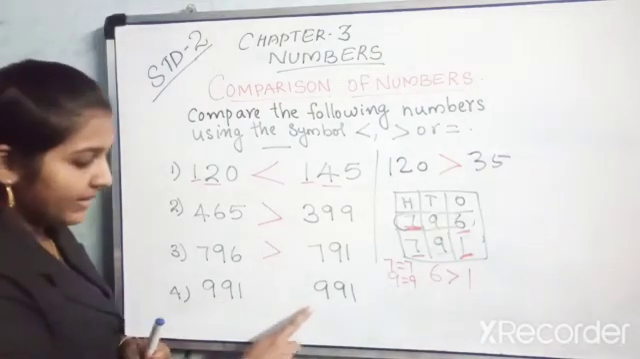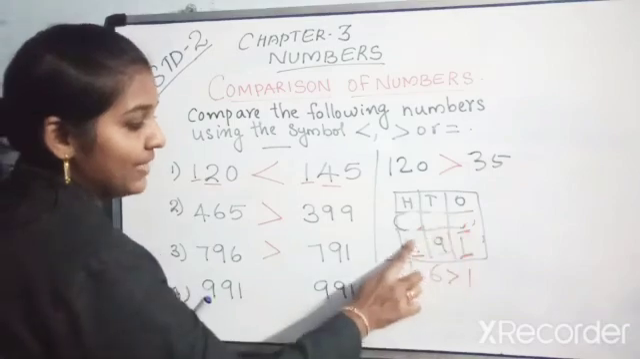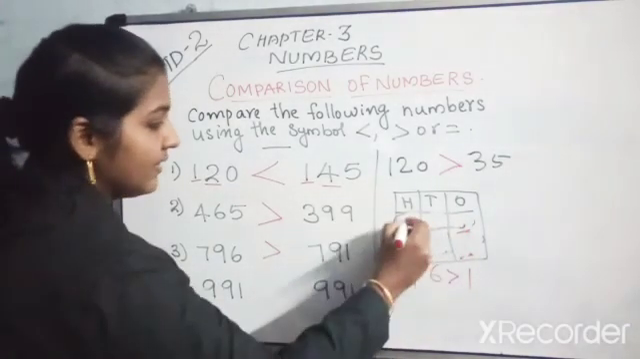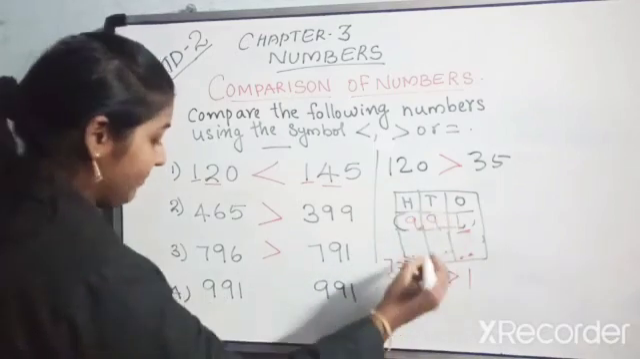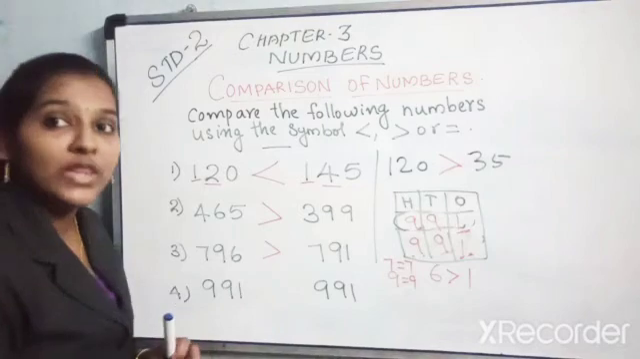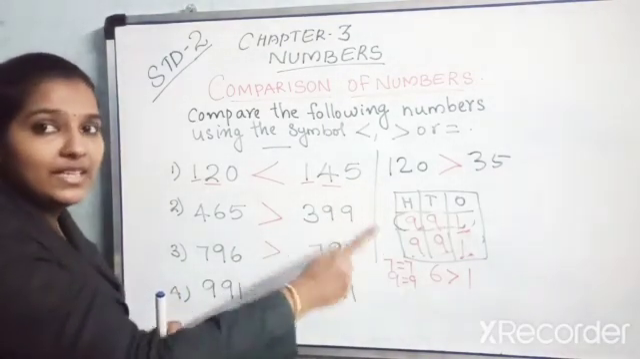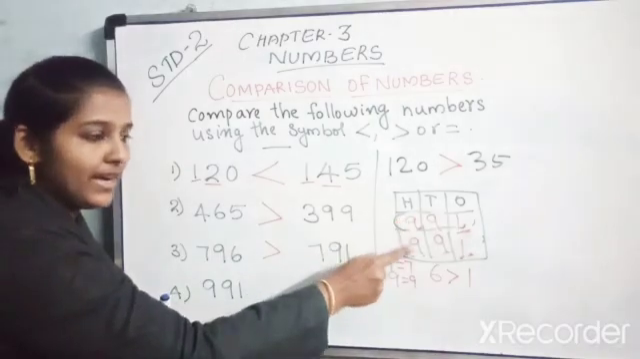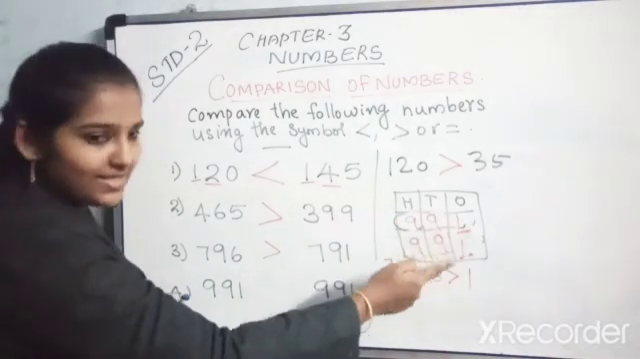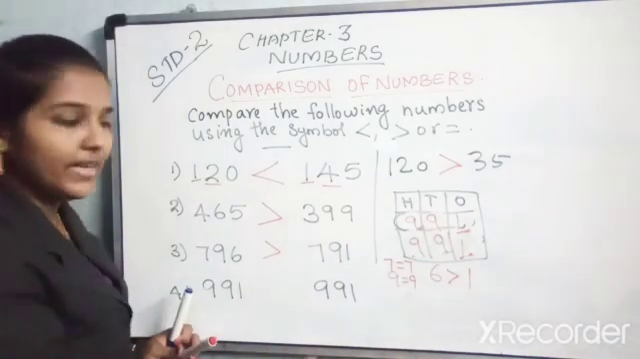991 and 991. So we will write that number in the place value chart and then we will check which is greater. That is 991 and 991. Okay. Both are 3-digit numbers. So check the digits in hundreds place. That are 9 and 9. 9 is equal to 9. So check the next digits. That is 9 and 9 here also. That is 9 is equal to 9 again.